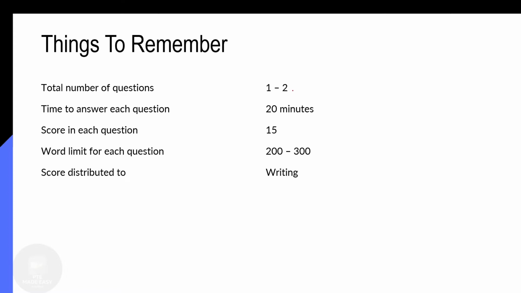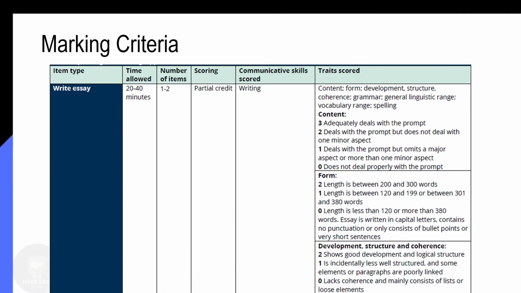Things to remember. Number one is you get 1 to 2 essay questions. It will depend on your summary questions. If you get 2 summary questions, you get 2 essay questions. If you get 3 summary questions, you get 1 essay question. Time allowed to answer each question is 20 minutes. Score for each question is 15 marks. Word limit is 200 to 300 words, and the score is distributed to the writing section only.